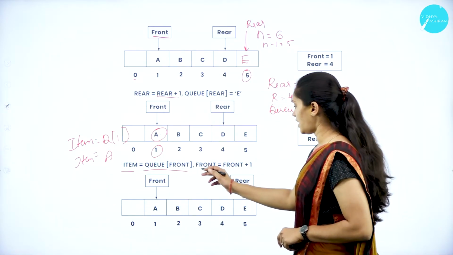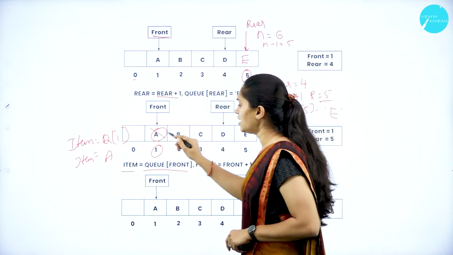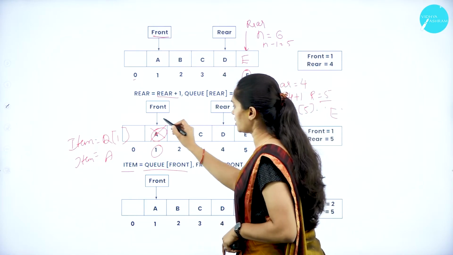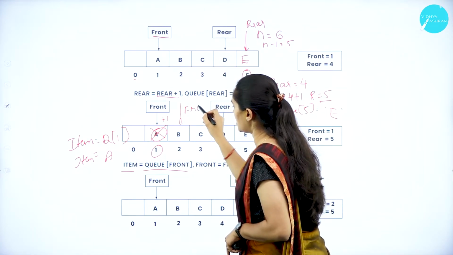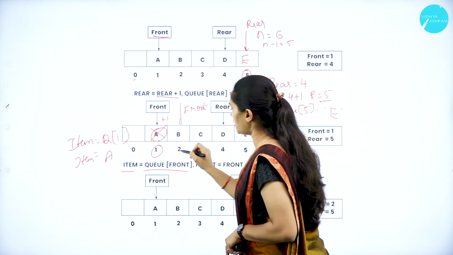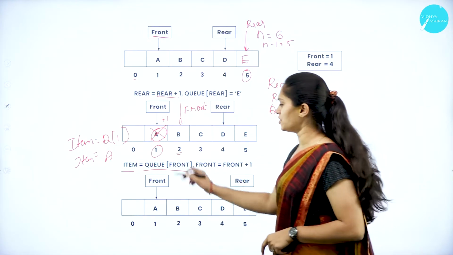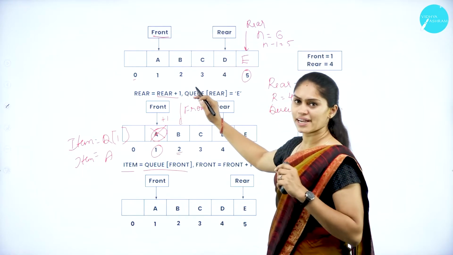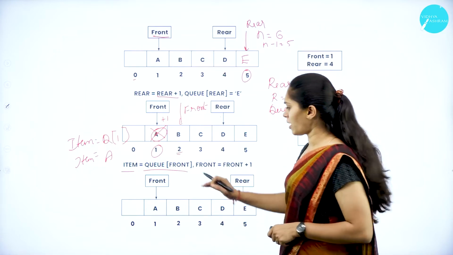So now next, front is equal to front plus 1. What does it indicate? We have removed this element from the queue. Now the front pointer is going to be incremented by 1. Now it is going to point to this location. So now the front value will be replaced by 2 instead of this 1. Okay, so this is for addition, or adding of an element, and this is for removing of an element from that queue.